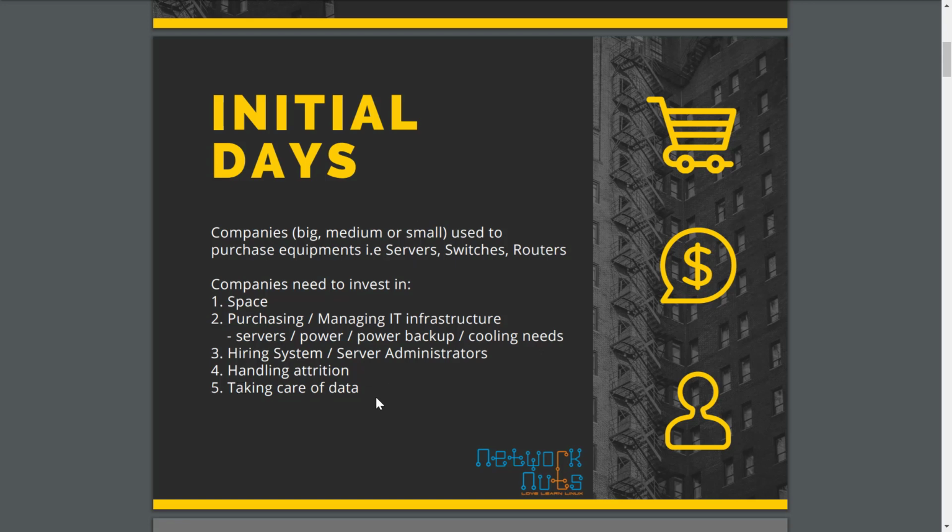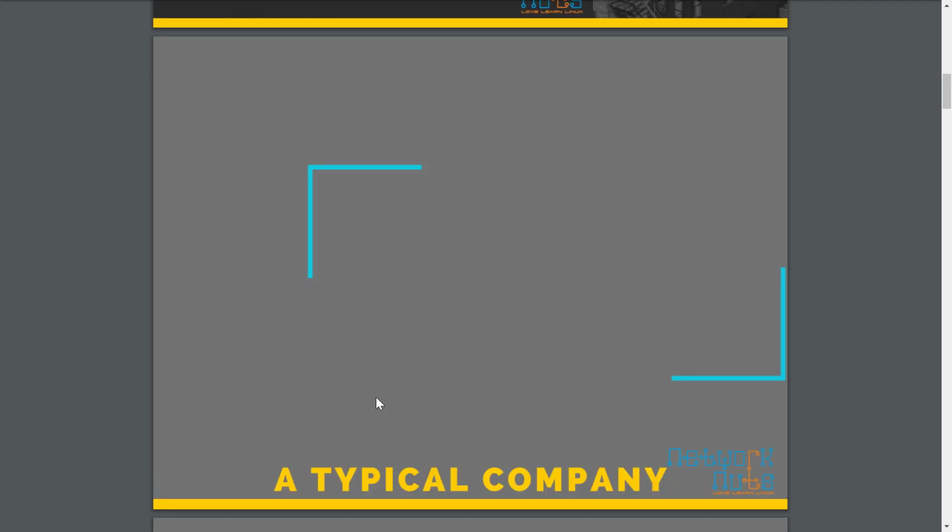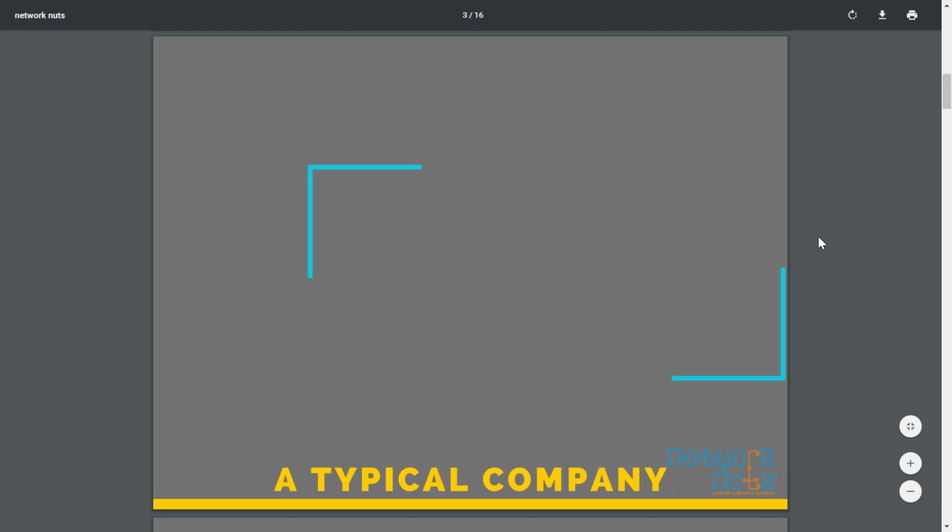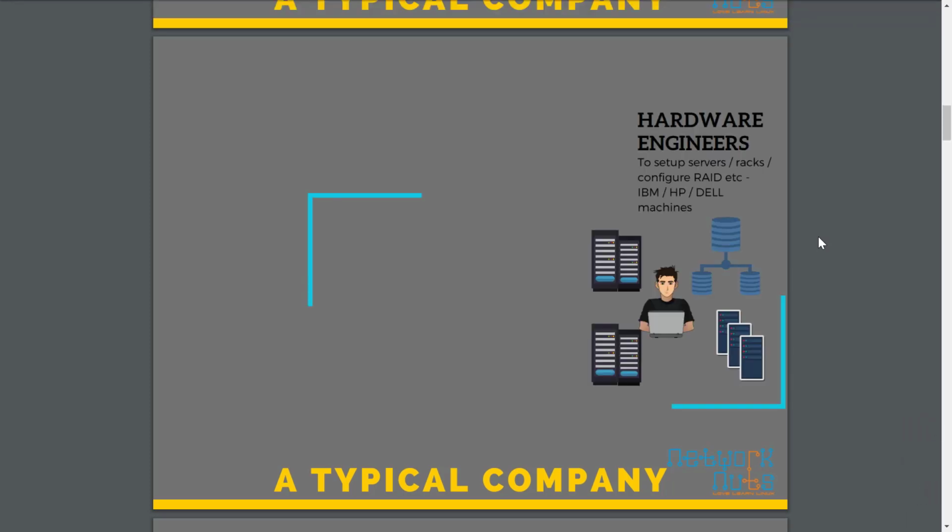All these things had to be taken care of by the company doing the setup in the initial days. If I try to give you a picture so that it will be easy for you to understand: a company needs to purchase a space, so rental comes into the picture. Then a company needs to buy some hardware, so they need to purchase servers and racks. They can go with IBM or HP or Dell machines. So we need some guys who will be assigned the job of hardware engineers, whose job is to make sure that all the racks and everything are set up properly. So we need to hire some guys who will work as hardware engineers.